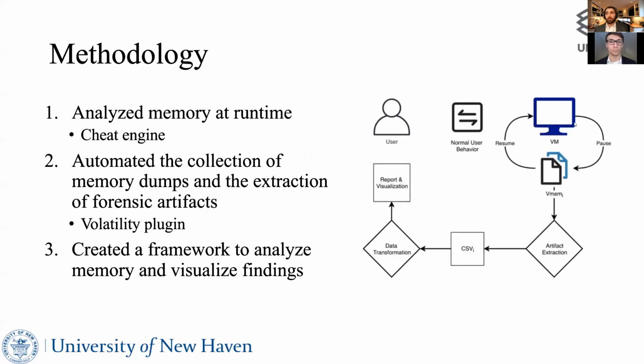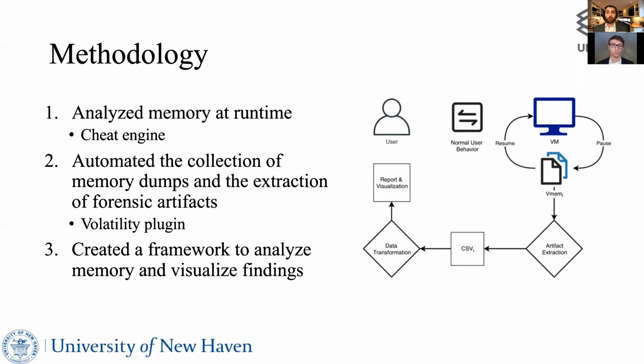So this is our methodology. We examine memory a couple of different ways. We started off by conducting exploratory memory analysis using Cheat Engine to look through memory events while they were occurring and to try to find these different artifacts that we were going to extract. Then once we had identified the structures, we wrote our Volatility plugin to take postmortem memory dumps and identify and extract these different artifacts. And then we created a framework to essentially analyze and visualize all the statistics about these artifacts. So the right is kind of our thought process and our workflow.